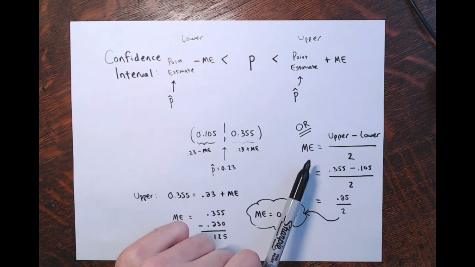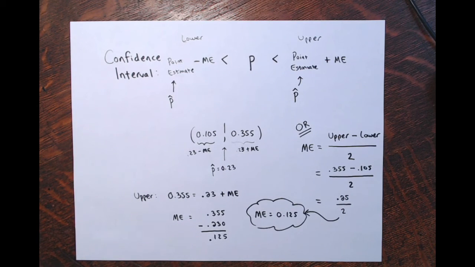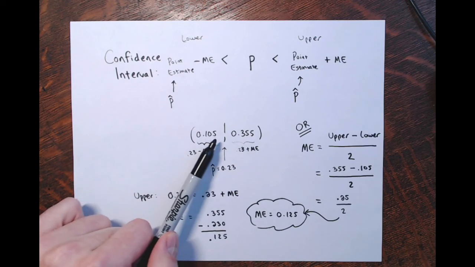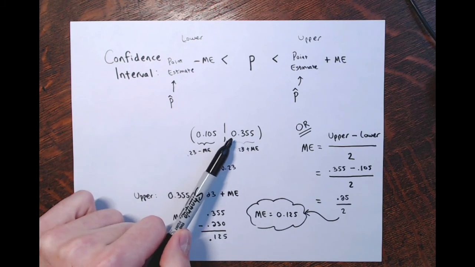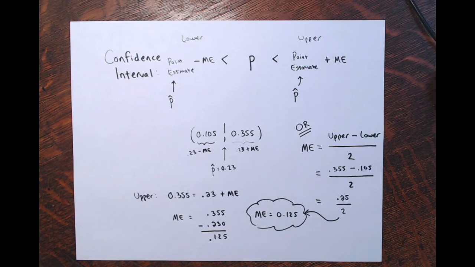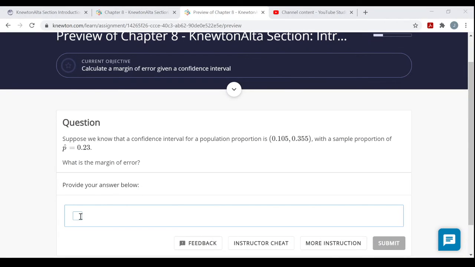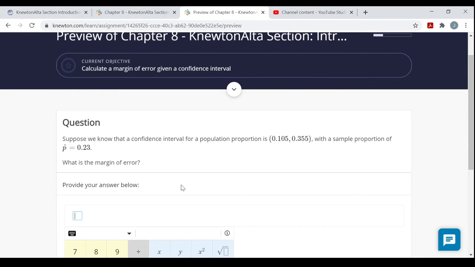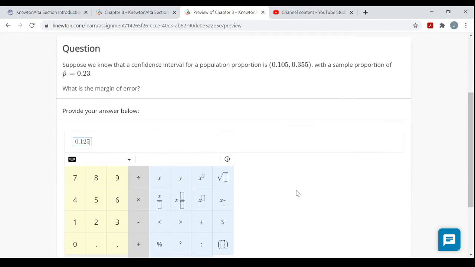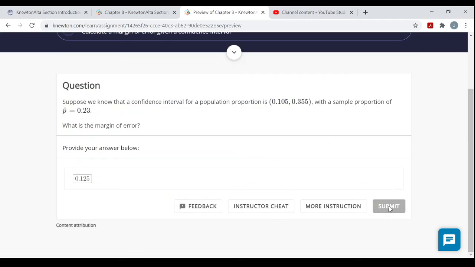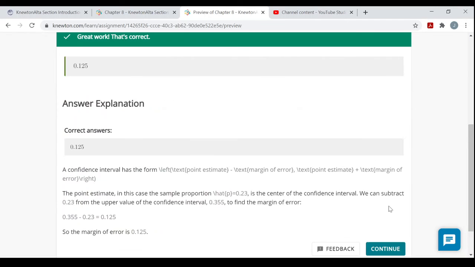Again, you can find the margin of error this alternate way by taking the distance between the upper bound and lower bound and then cutting it in half. The distance between the upper bound and lower bound should be 2 margins of error. So after all that, we've discovered the margin of error was 0.125, and that's what I enter in my spot there. Submit. Hooray, it is correct.